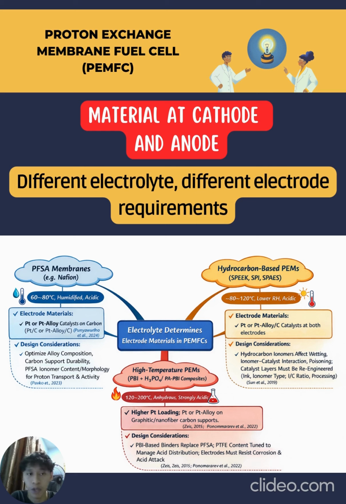The electrolyte operates under anhydrous conditions at elevated temperature, around 120 to 200 degrees Celsius, in the presence of concentrated phosphoric acid. These harsh conditions necessitate higher platinum loadings at both electrodes, typically using platinum or platinum alloy catalysts supported on more graphitic or nanofiber carbon materials to improve resistance to carbon corrosion and acid attack.